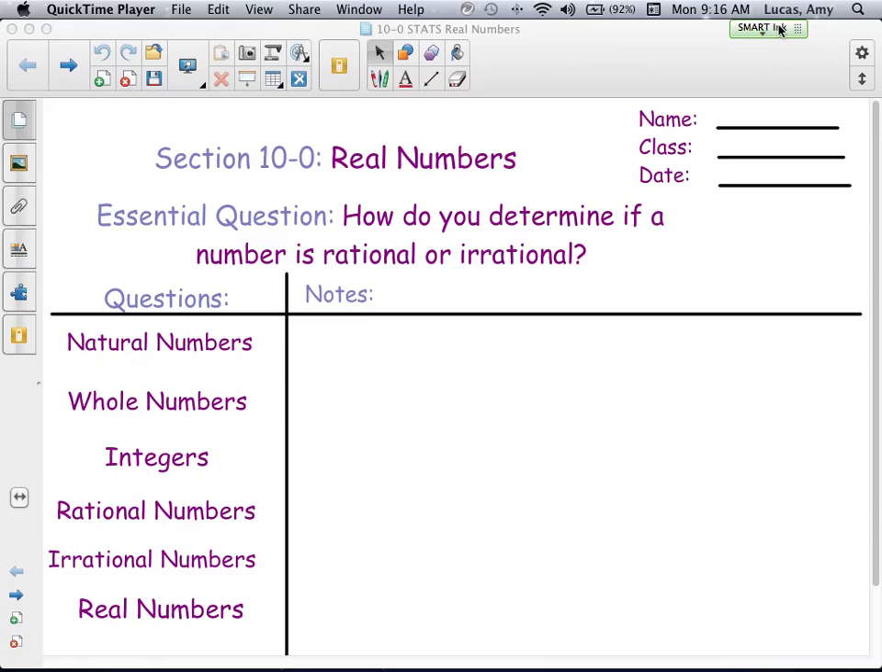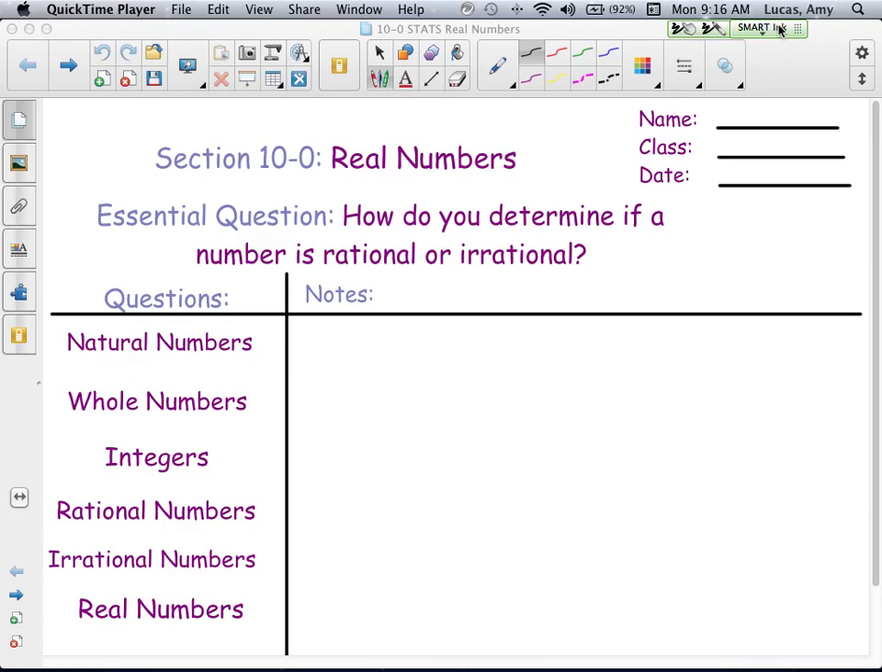Section 10.0, real numbers. Our essential question today is how do you determine if a number is rational or irrational? We have a lot of new vocab words today. The first one is natural numbers. The set of natural numbers would represent the numbers that you learn about first.